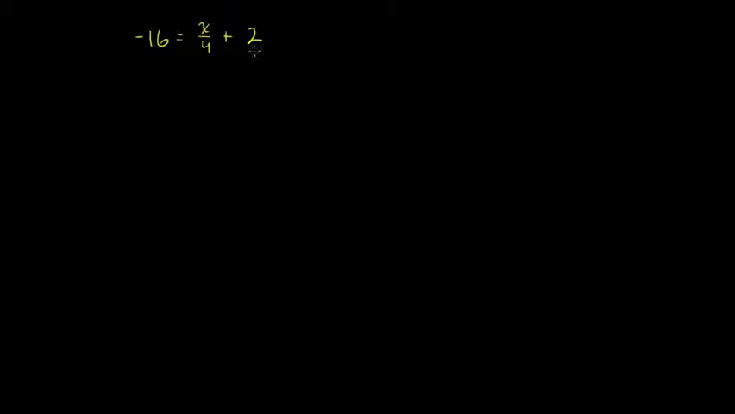And the best way to get rid of that 2 is to subtract it. But if we want to subtract it from the right-hand side, we also have to subtract it from the left-hand side, because this is an equation. If this is equal to that, anything we do to that, we also have to do to this. So let's subtract 2 from both sides.